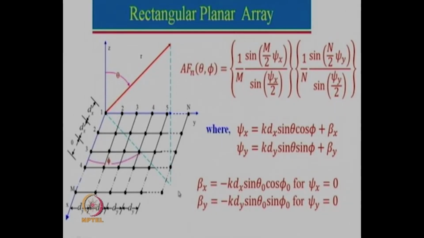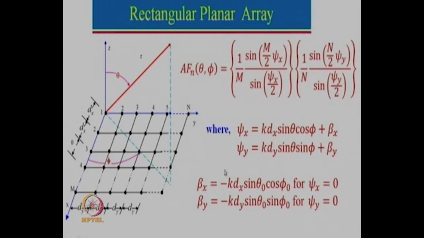Now when this projection has been taken over here, if you want to consider the element along the x axis, this angle is phi, so we multiply this with cos phi, and that is why we have a term cos phi. For the y axis element, we take the projection along this, so we multiply by sin phi. So that is the term coming over here. Now beta x and beta y are the same as delta, which is a phase difference. So here beta x is the phase difference along the x axis and beta y is the phase difference along the y axis.